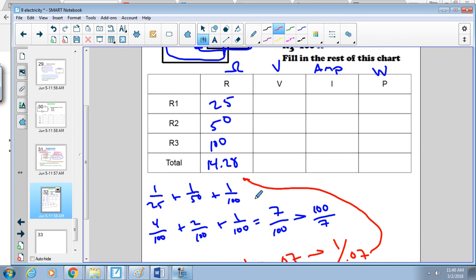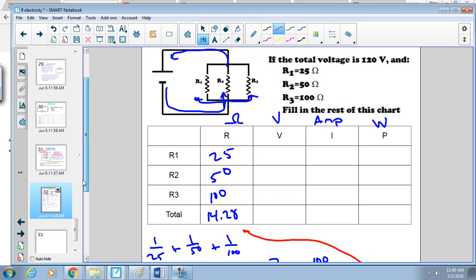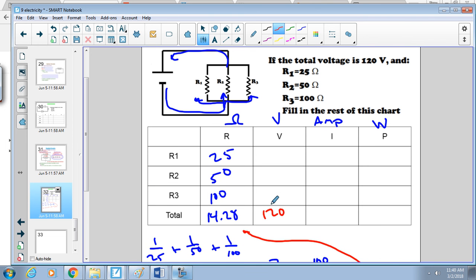All right, voltage. Since this is a parallel circuit, the voltage doesn't change. So 120, 120, 120, 120. You can fill those in all the way.